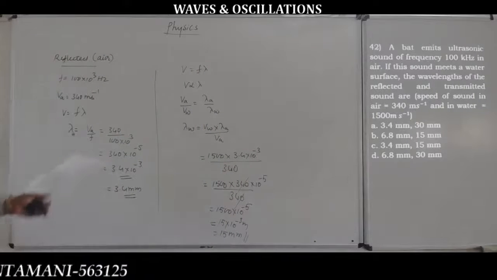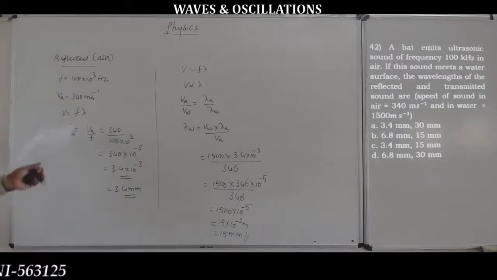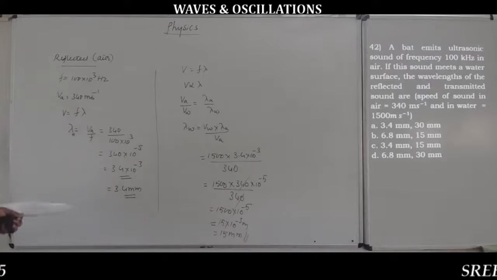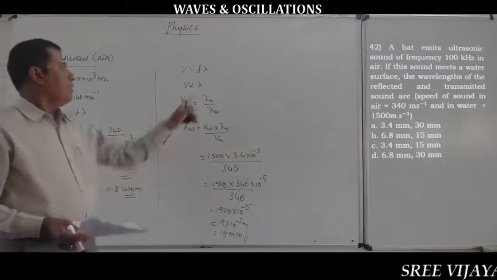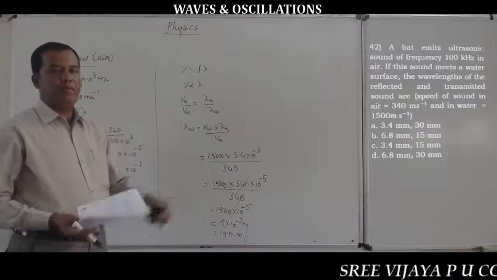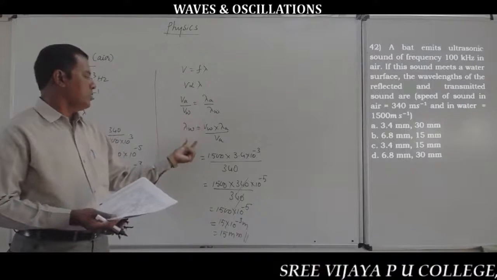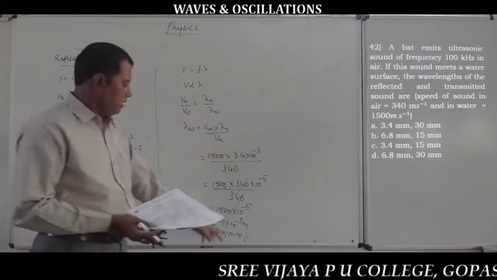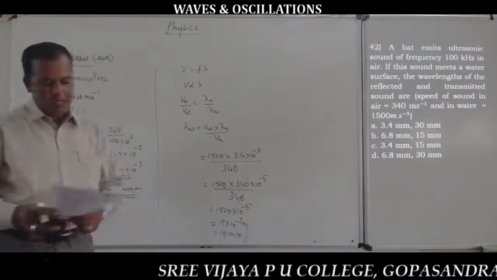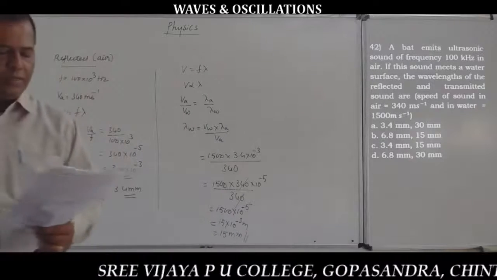So reflected means in the same medium. That's why I have considered velocity in air medium. If it is transmitted, frequency remains constant, but there is a change in wavelength and velocity. Upon taking this relation, you can find the wavelength in water medium. It is 15 millimeter. Therefore, option C is the correct solution for this one.